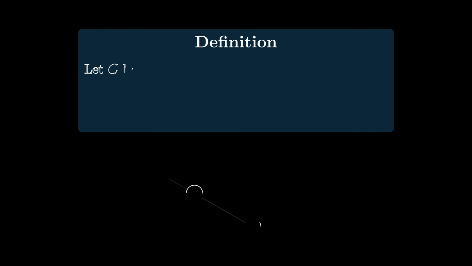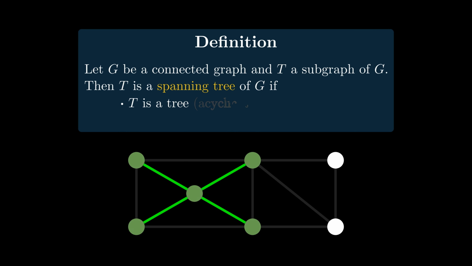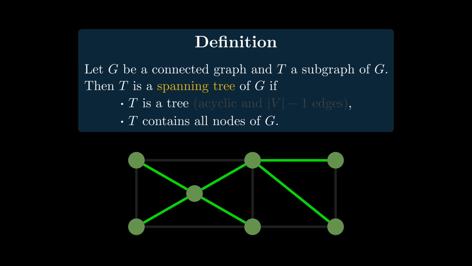Let G be a connected graph and T a subgraph of G. Then T is a spanning tree of G if it is a tree, so it is acyclic with one fewer edge than nodes, and if it contains all nodes of the graph G.